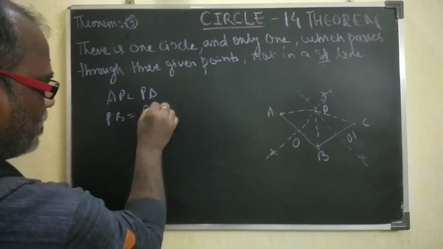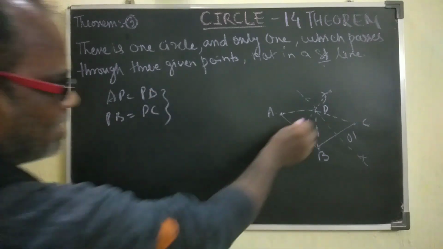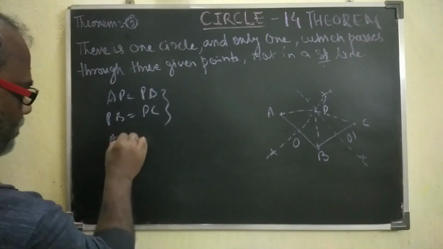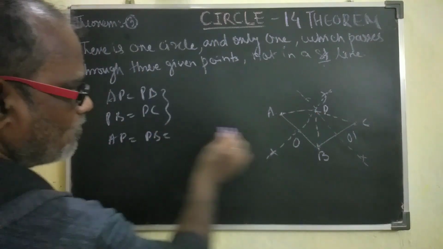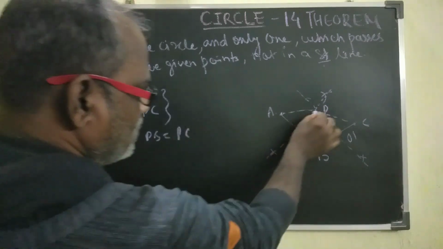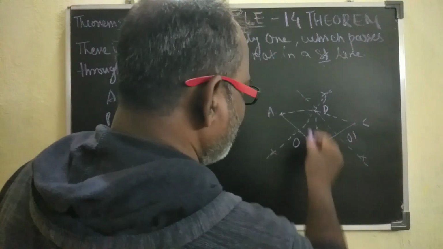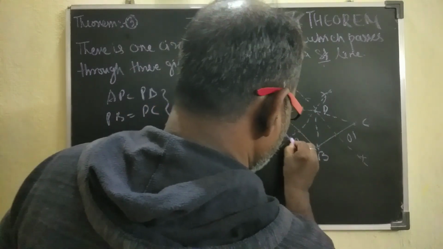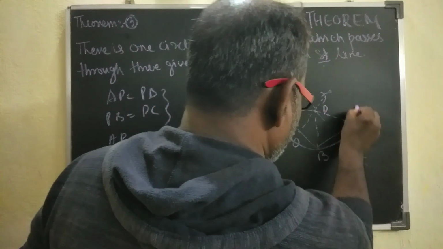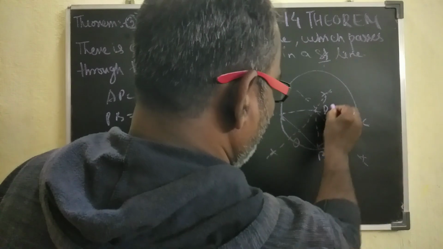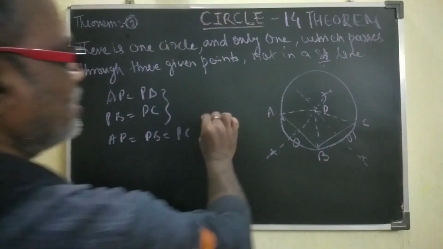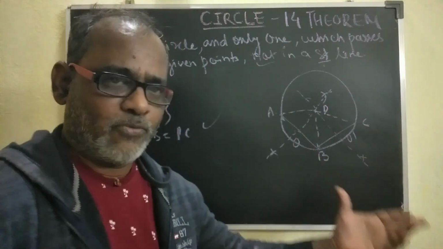PB equals PC. So from these two statements we get AP equals PB equals PC, meaning all these distances are the same. Now with the help of this we can construct a circle in this way, with P as the center. So our theorem gets proved in this way.